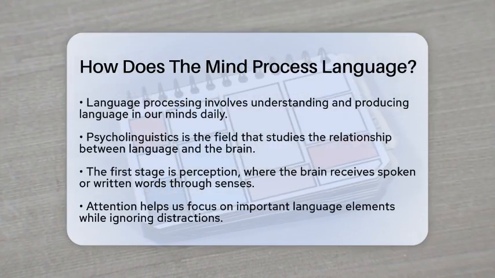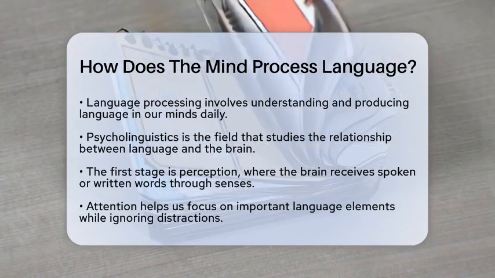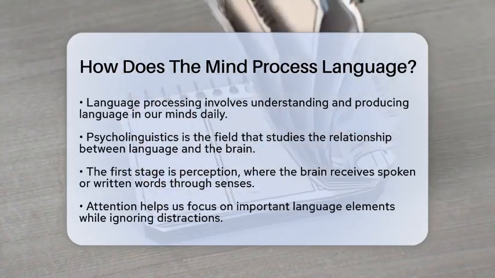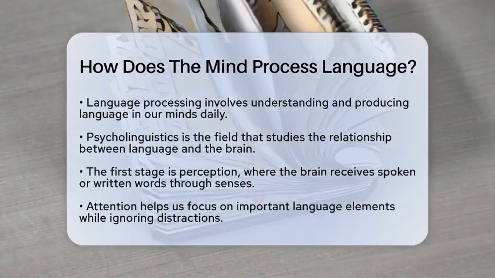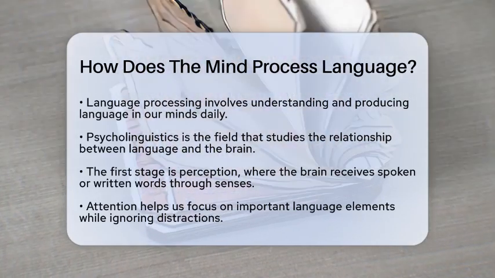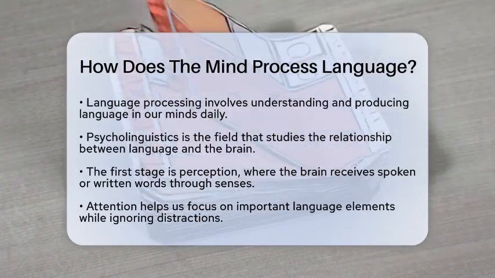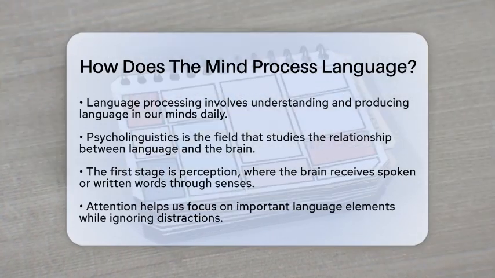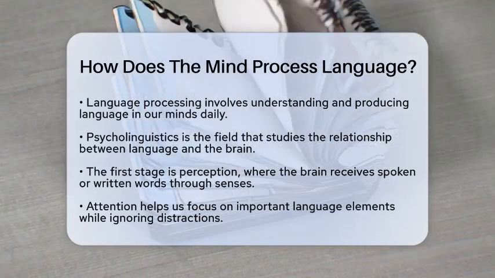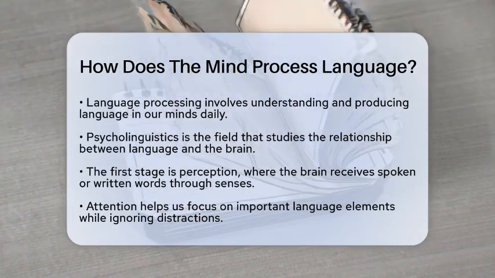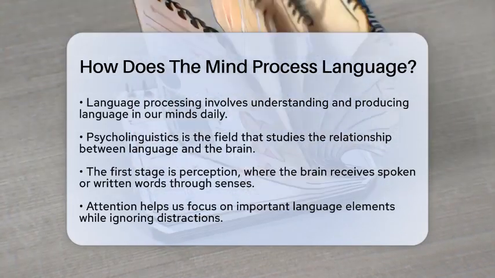The first stage of language processing is perception. This is where our brain receives spoken or written words through our senses. When we hear someone speak or read a sentence, our brain starts to recognize sounds, words, and grammar. Attention plays a big role here, helping us focus on the important parts while tuning out distractions around us.